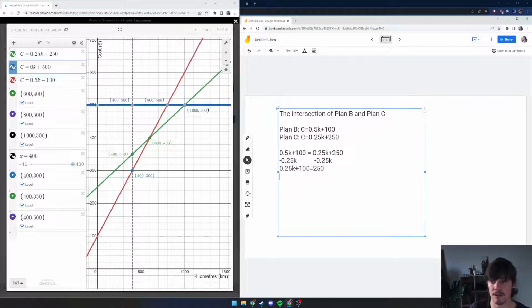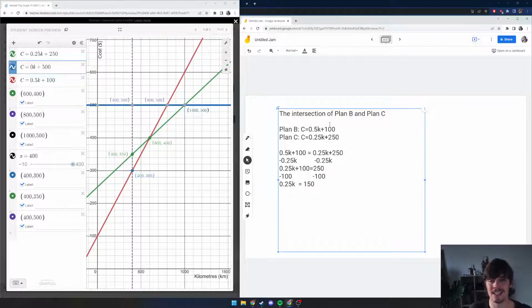Nice. So now let's move the numbers to the other side. There's a plus 100 here. I'm going to do the opposite of that, which is minus 100. By minus 100 on one side, I have to do the same on the other side, minus 100. So then it ends up being 0.25k, and that is equal to 250 minus 100, which is 150.